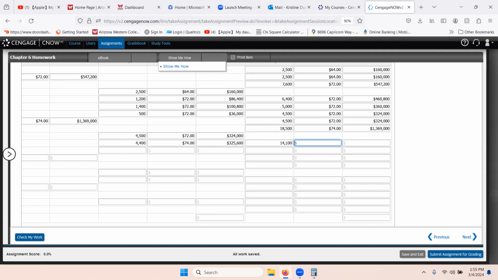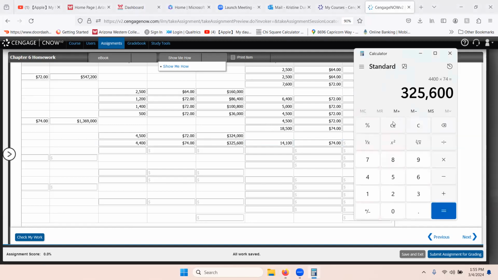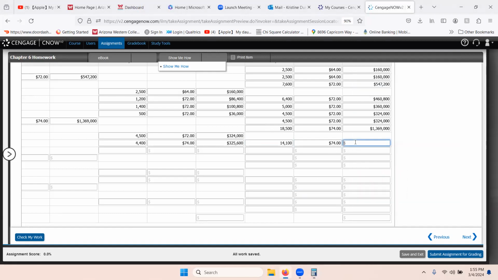14,100 at 74. So I'm going to come over here. I'm going to do the handy dandy calculator again. 14,100, and I'm going to multiply that times 74. 1,043,400. Okay.